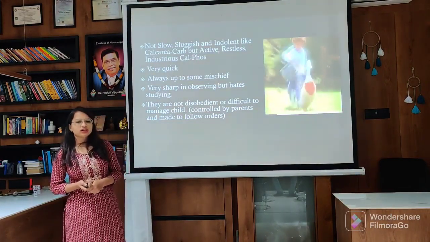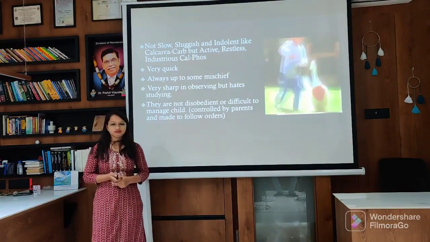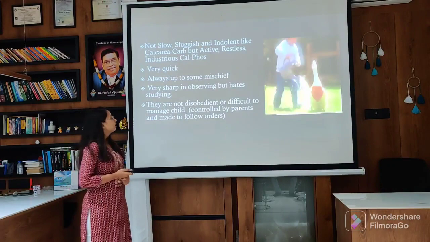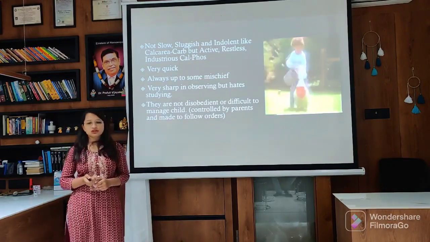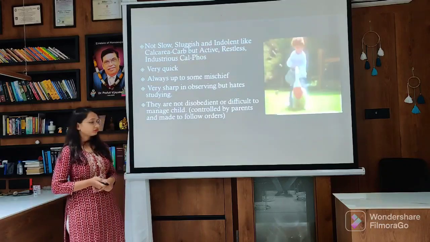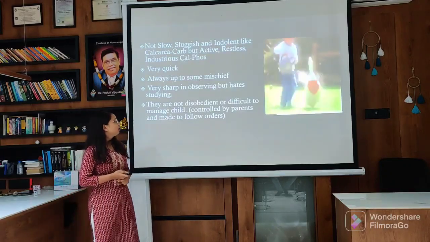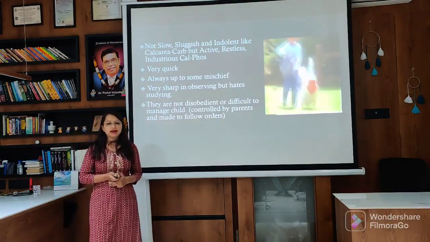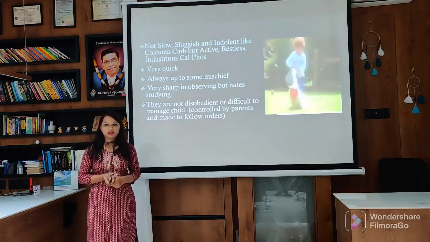They are not slow, sluggish or indolent like Calcarea carb, but active, restless, industrious Calcarea fluor. They are very quick, always up to some mischief, very sharp in observing but hate studying. They are not a disobedient or difficult to manage child, as they are controlled by parents and made to follow their father.